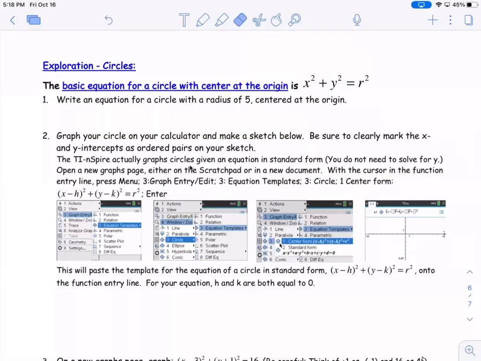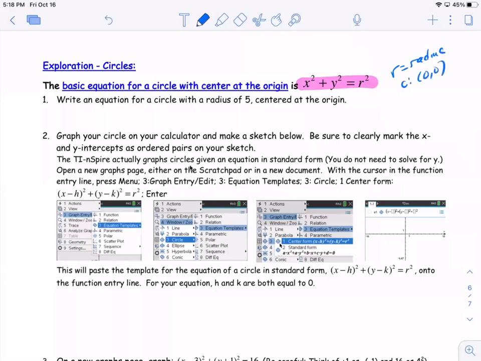I'm going to walk you through the circle exploration that's on the last page of the notes for section 1.1 about graphing equations. So we are told in these notes that the basic equation for a circle with the center at the origin is x squared plus y squared equals r squared, where r is the radius. So r is the radius, and here the center is the origin, which is 0, 0.